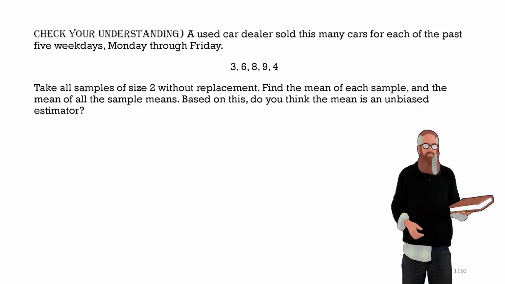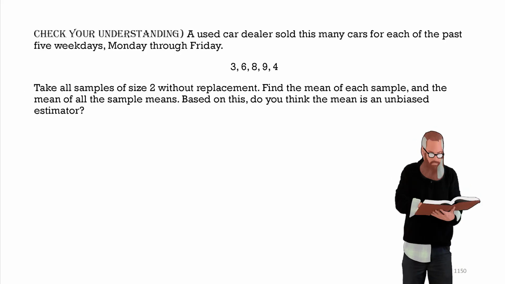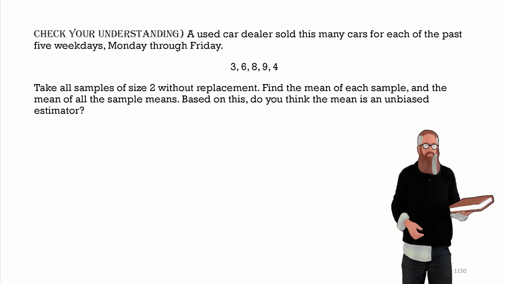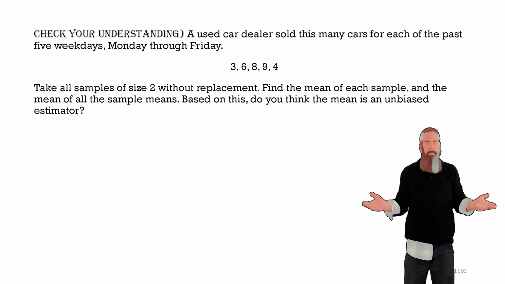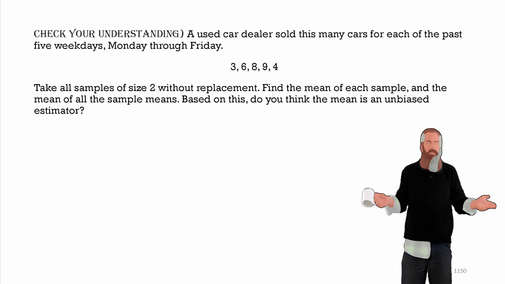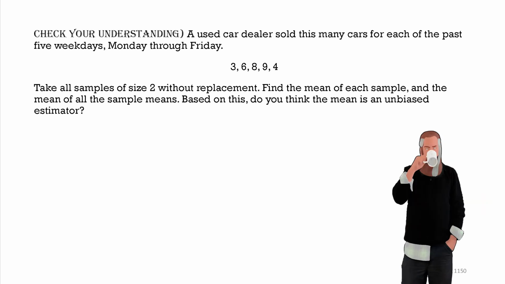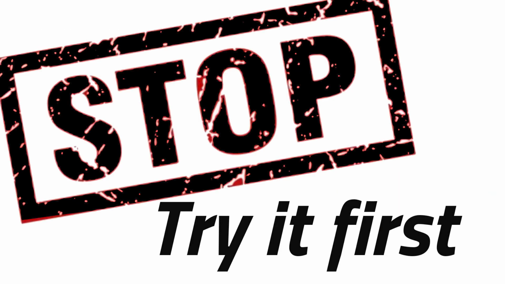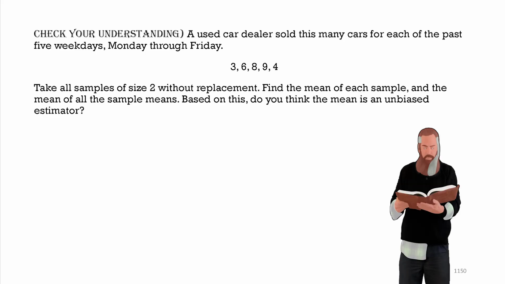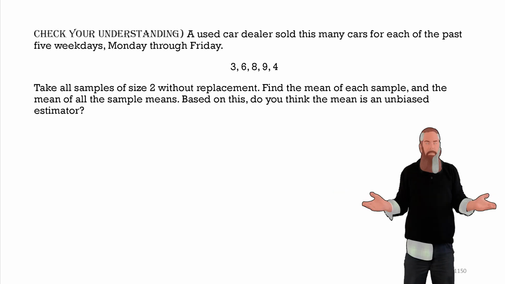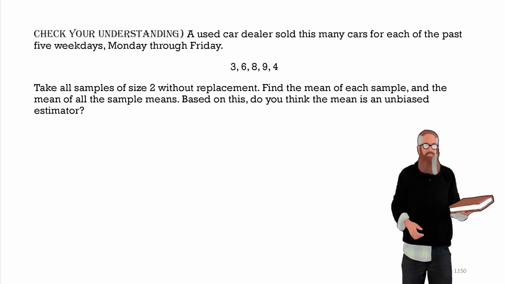Let's check your understanding. A used car dealer sold this many cars for each of the past 5 weeks, Monday through Friday. Take all samples of size 2 without replacement. Find the mean of each sample and the mean of all sample means. Based on this, do you think the mean is an unbiased estimator? The mean of the data is 6, and the mean of the 10 different possible samples is 6. Based on this, the mean seems to be an unbiased estimator.